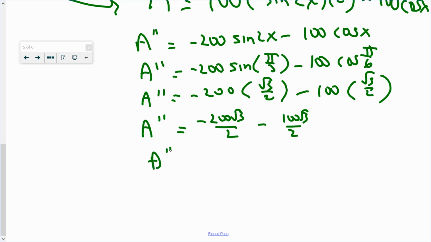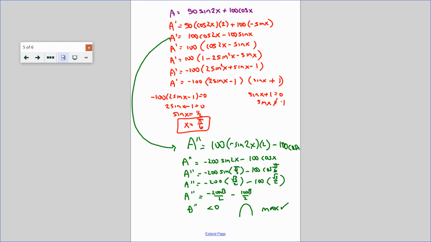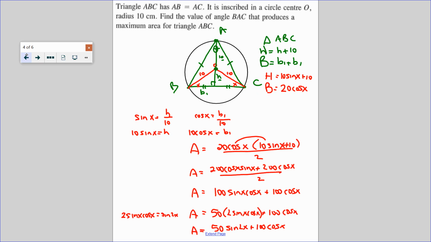So since the second derivative is less than 0, that means it is concave down, which means it has a max. Yes. Wow, a lot of work here. So pi over 6 is my critical value that's going to work for a maximum area. But let's go back over here because they didn't ask us for x. We have found that x is equal to pi over 6. Now we're really looking at theta in the very big triangle. So we've got to do a little bit of work here.